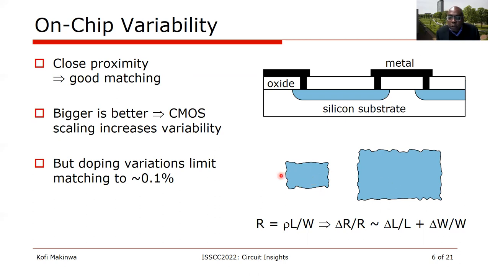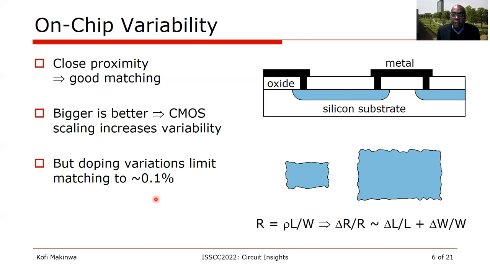These two resistors, at least for currents flowing from left to right, will have the same resistance, because resistance depends on the ratio of length to width. These two structures have the same length to width ratio, so they would have the same resistance. But this one is a lot bigger, and so the errors in the length and the width are proportionally smaller. But finally, no matter how big you make a resistor, doping variations will still limit your matching to about 0.1%.